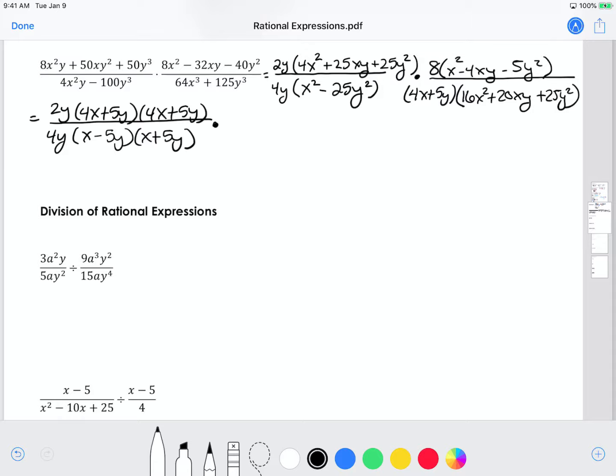Then, moving on to the second factor, I have already factored out an 8, but I still have to factor the x squared minus 4xy minus 5y squared. And when I factor that, I would get x plus y times x minus 5y. And in the denominator of the second factor, we already have that factor, so I'm just going to copy it down.